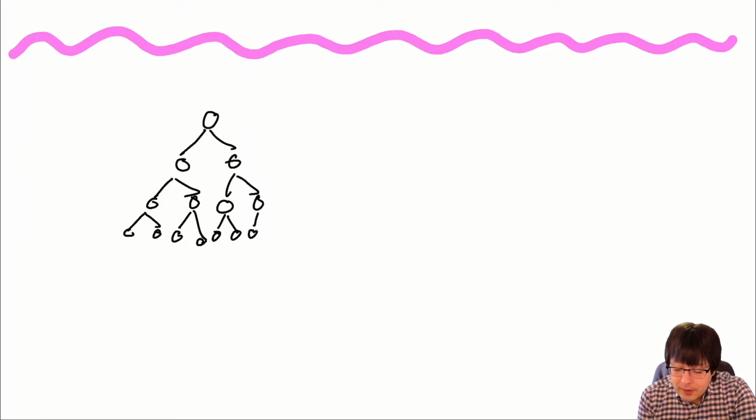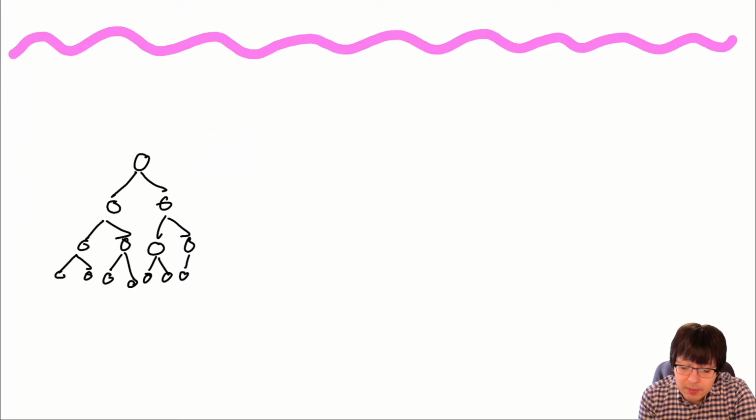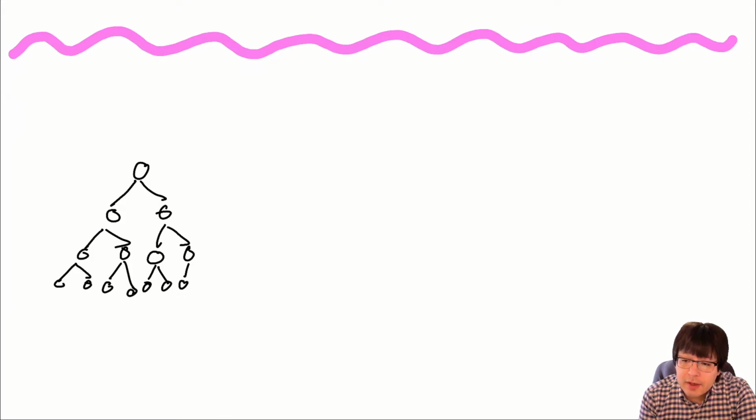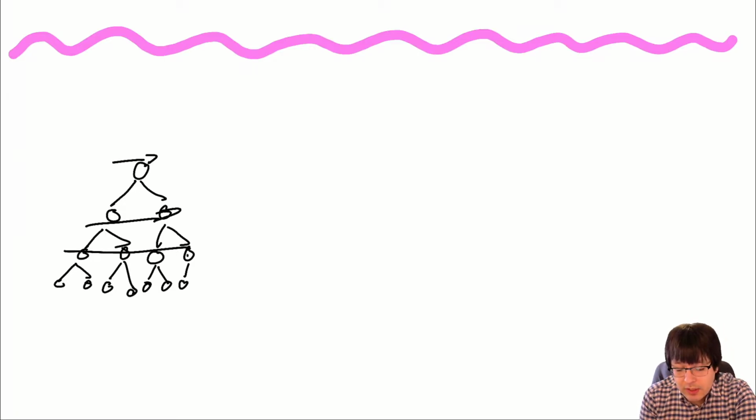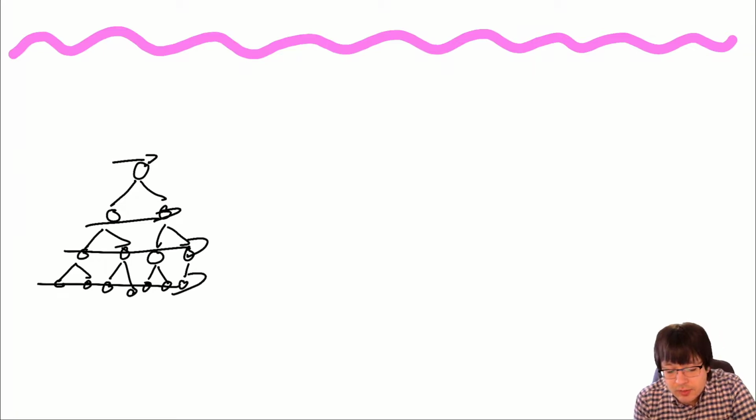Now, if you have a tree that is complete, then it's very easy to store in an array, because all you do is a level order traversal going from left to right on each of the levels, and print out that order. That is the order that is stored in the array.